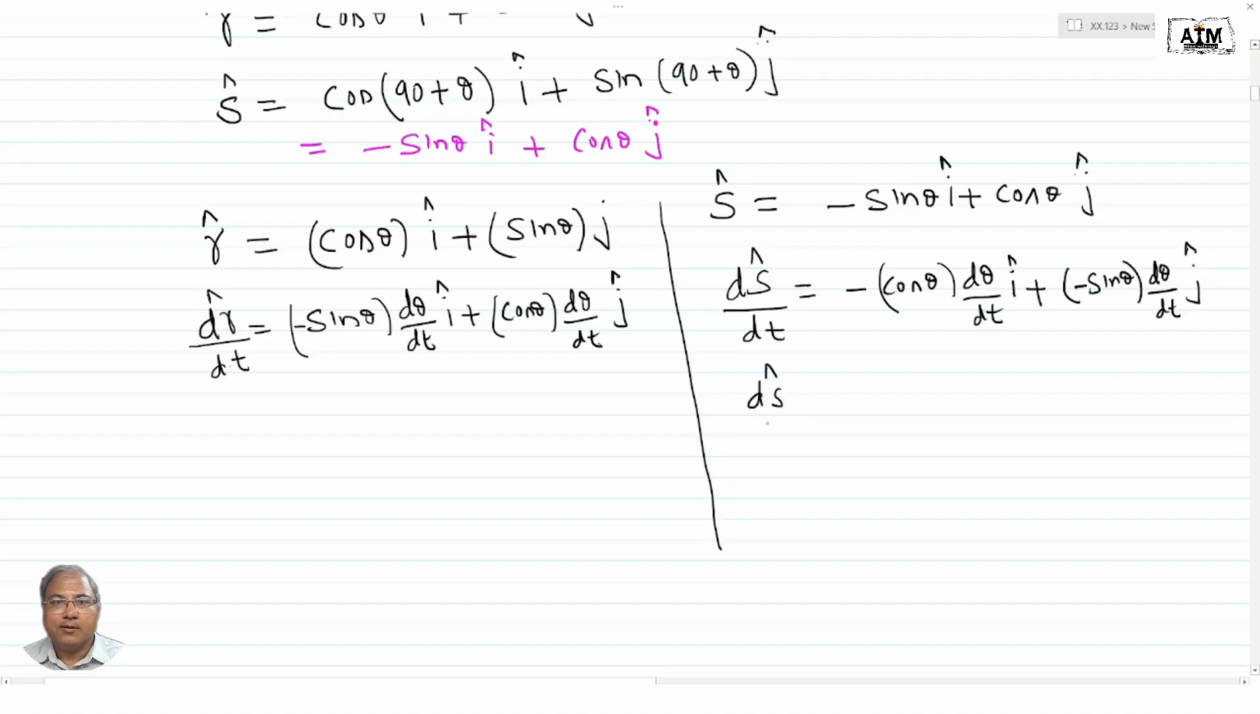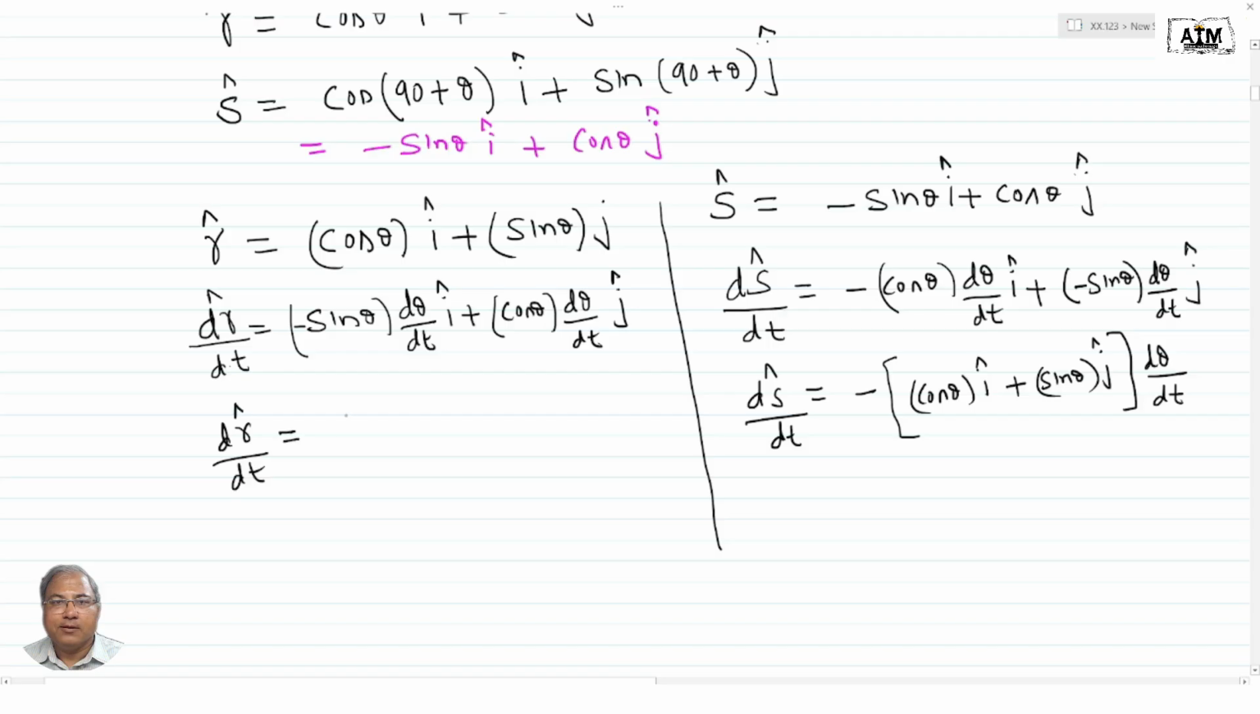Here, in dS cap by dt, taking minus and d theta by dt common, we get cos theta I cap plus sin theta J cap. And in dR cap by dt, we again take d theta by dt common, and we get S cap. So we get these expressions.